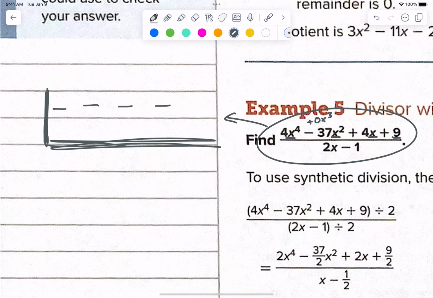So I have 5 numbers: 1, 2, 3, 4, 5. The first number is 4. The second number is 0. The third number is negative 36. The fourth number is 4. The last number is 9.